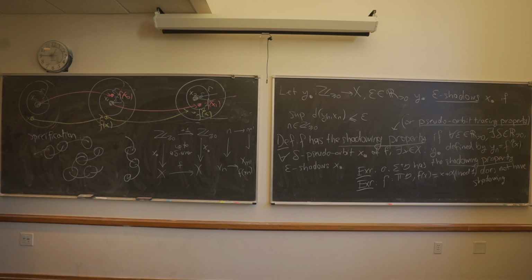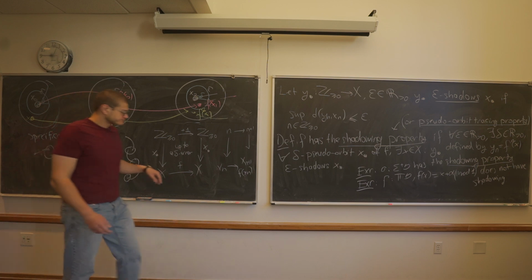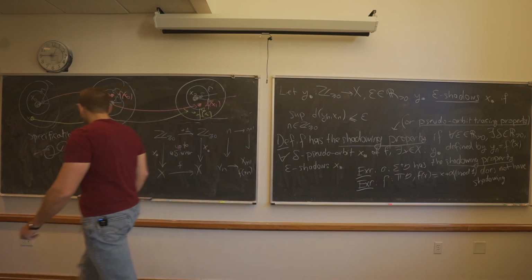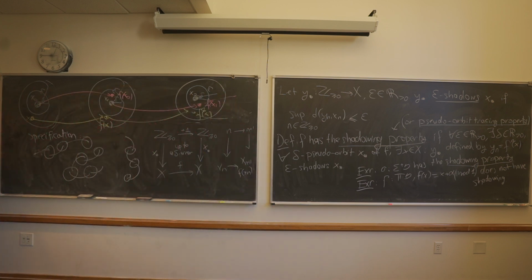Specification really says the following. If you have a bunch of these pseudo-orbits that are not really related to each other, you can in fact find one orbit that stitches all of them together. So you can sort of turn them into a combo.